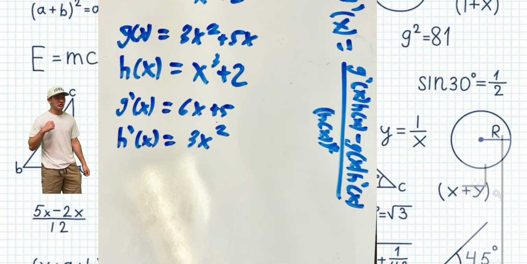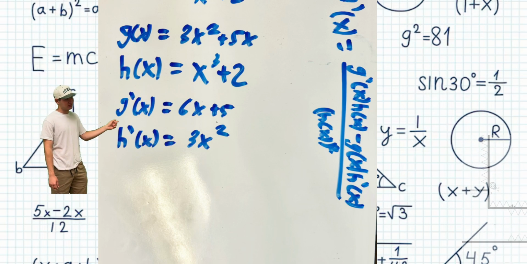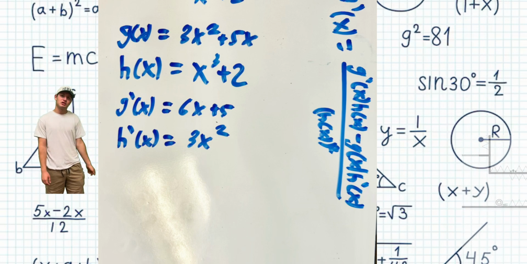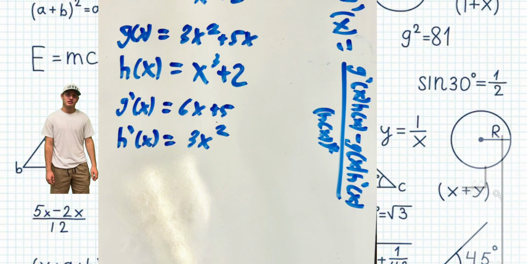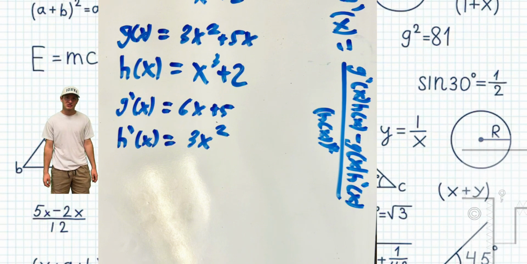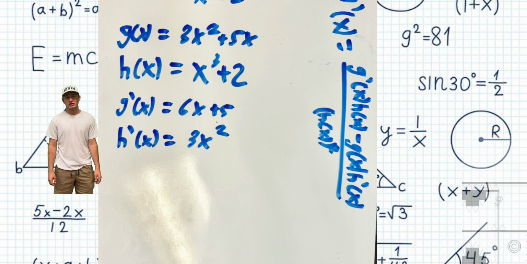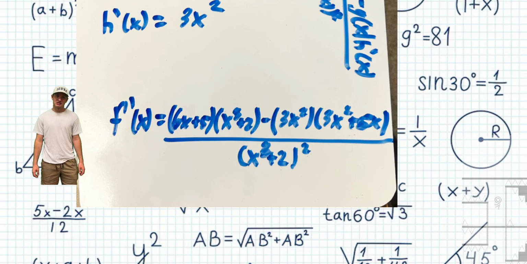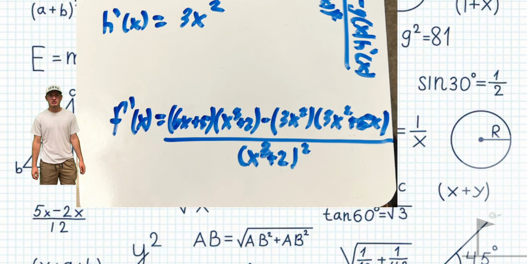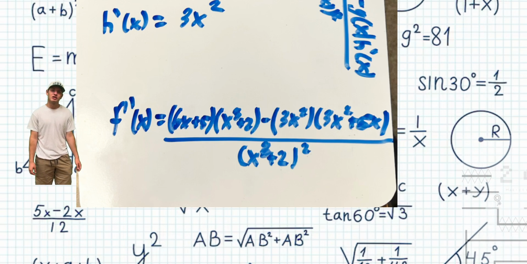So we need to take both the derivatives of g of x and h of x and make g prime of x and h prime of x. G prime of x being 6x plus 5, and h of x, which is h prime of x, equals 3x squared. Plugging the base functions and derivatives into the general equation, we get that f prime of x equals (6x plus 5) times (x cubed plus 2) minus (3x squared plus 5x) times 3x squared, all over (x cubed plus 2) squared.